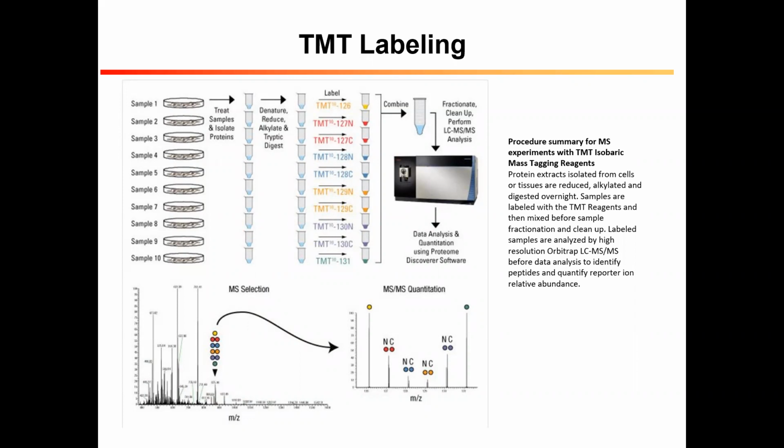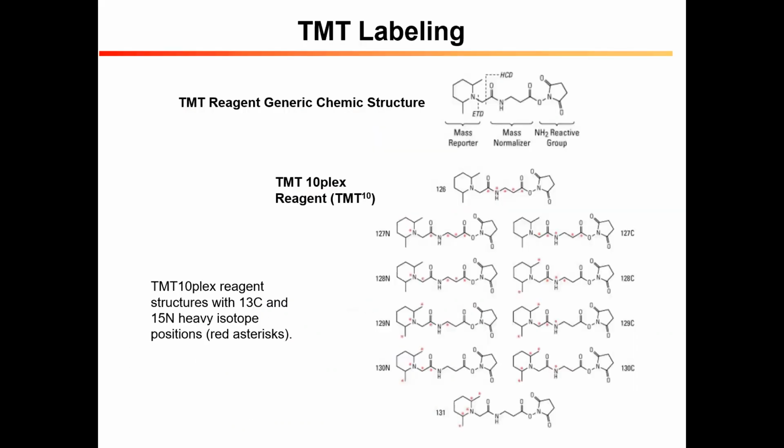And why is this so good? We are able to label each sample with a TMT label. You see these numbers there, 126, 127N, 127C. These are all labels which are identical in mass. But when cleaved by the mass spec, they have slightly different masses, and it tells us where each came from.